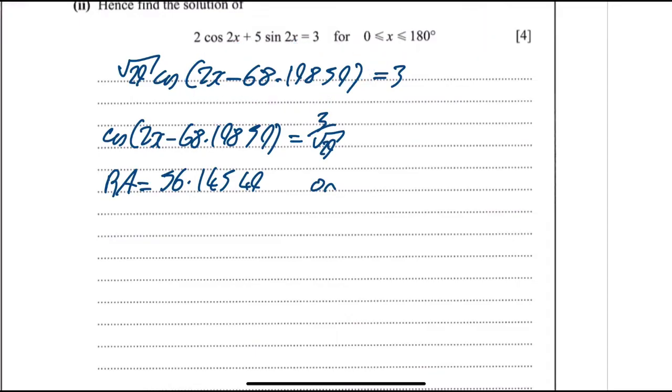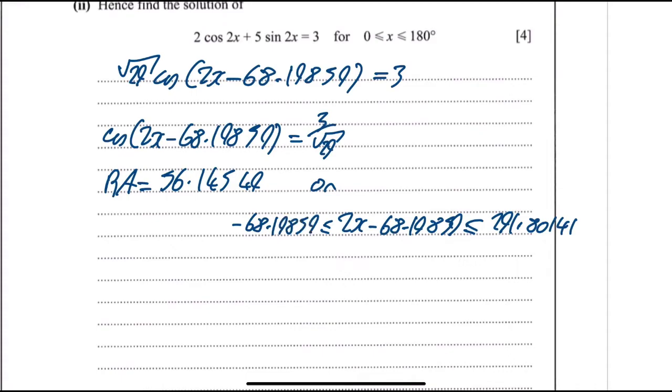And also this range has to change because our angle bit is different. So you write in the angle bit first. What was it? 2x minus 68.19859. So that's going to be less than 2 times 180 and then take away the 68.19859, and I got 291.80141, and over here that's just me minus 68.19859.